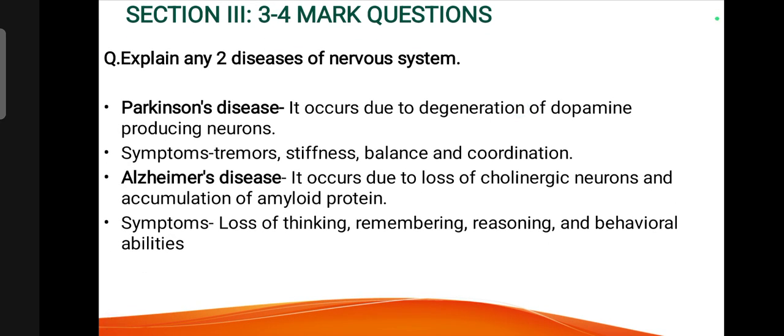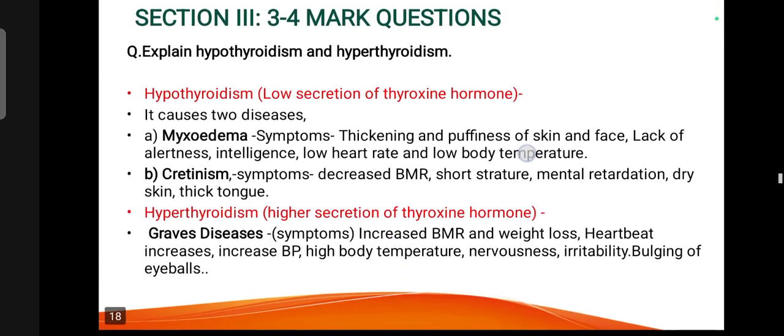Explain any 2 diseases of nervous system. Parkinson's disease. It occurs due to degeneration of dopamine producing neuron. Symptoms are tremors, stiffness, balance and coordination. Alzheimer's disease. It occurs due to loss of cholinergic neurons and accumulation of amyloid protein. Symptoms: loss of thinking, remembering, reasoning and behavioral abilities.